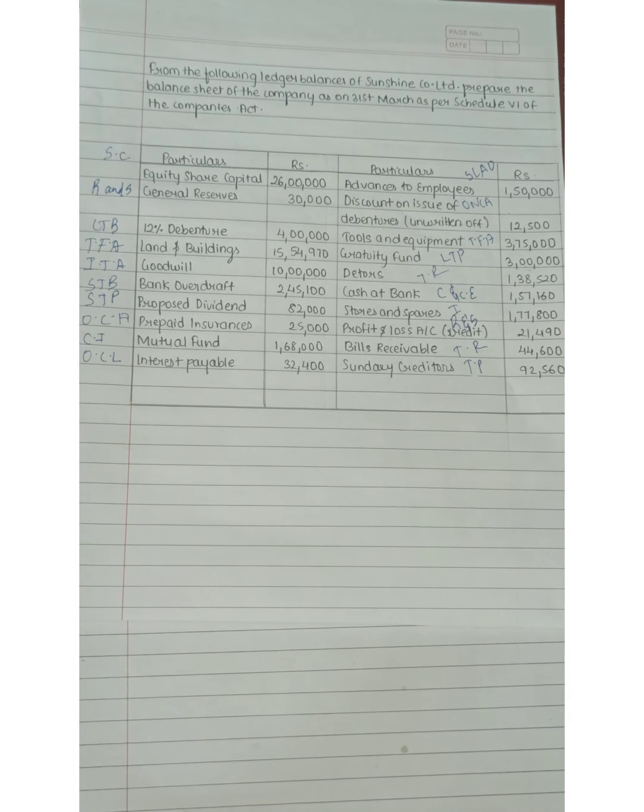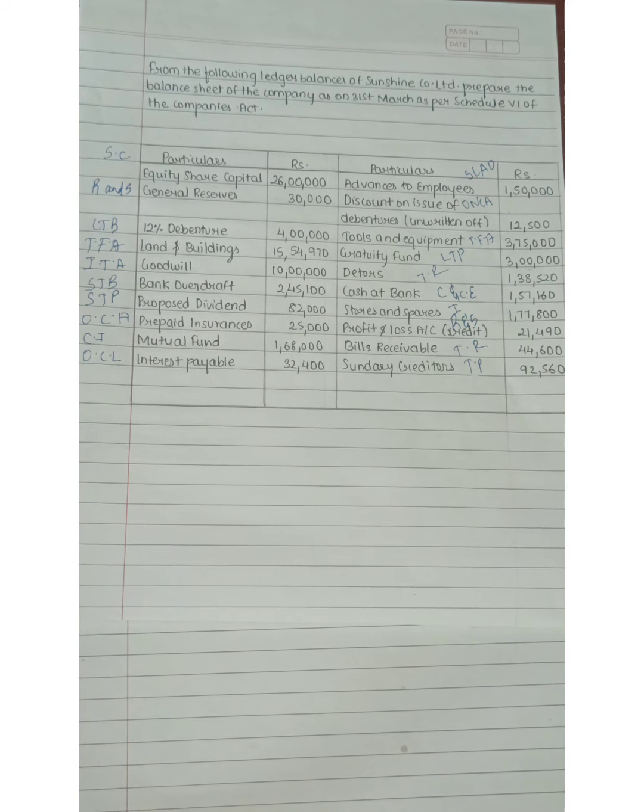So this is how you are supposed to first mark everything on the question as to which item comes under which heading. So once you are done with this, then you just have to prepare the format and just fill in the items. So when you do this, at least 60% of your problem is completed, because now you just have to copy the item and paste it in the balance sheet.